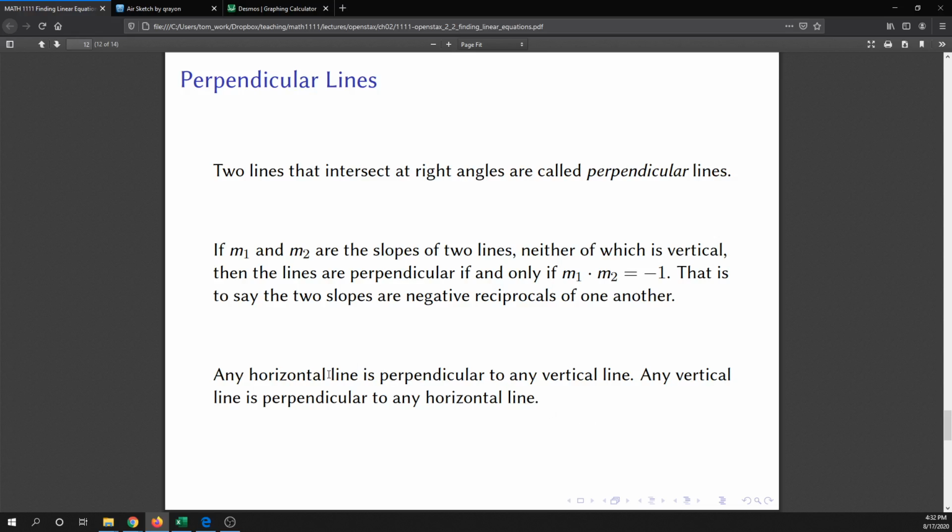But the situation is any horizontal line is perpendicular to any vertical line, right? And vice versa as well.